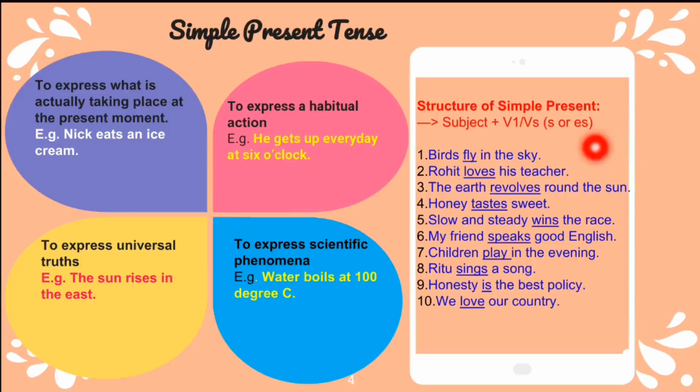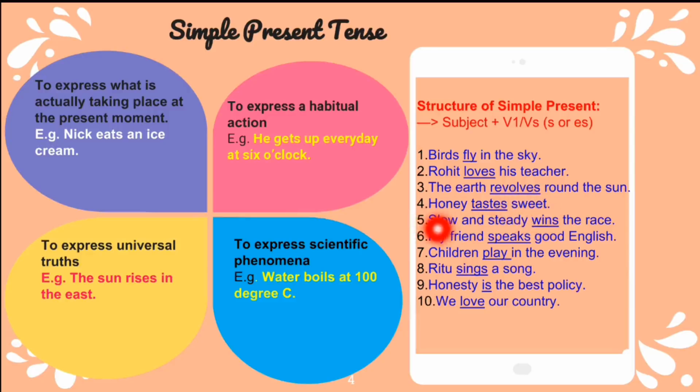Then slow and steady wins the race. It's a proverb, it's a saying, so it won't be changed at all. So we have to use simple present tense. My friend speaks good English. The statement is about the present, the action which is taking place at the present moment. So we have to use simple present tense. It is not an action which already happened, it is what is happening now. For that also we can use simple present tense. Children play in the evening. This also shows a present action. Ritu sings a song. It also shows a present action.